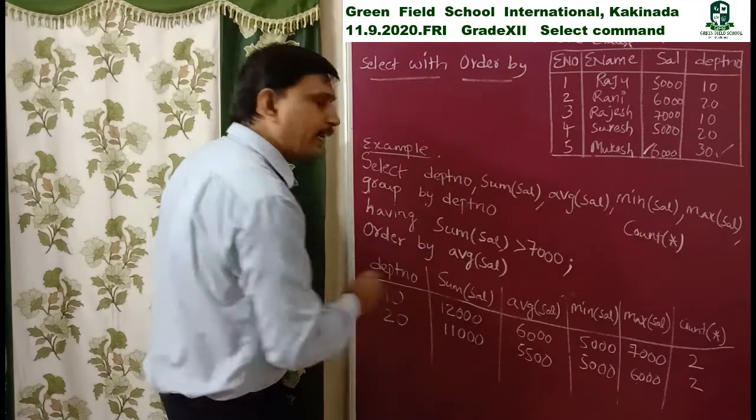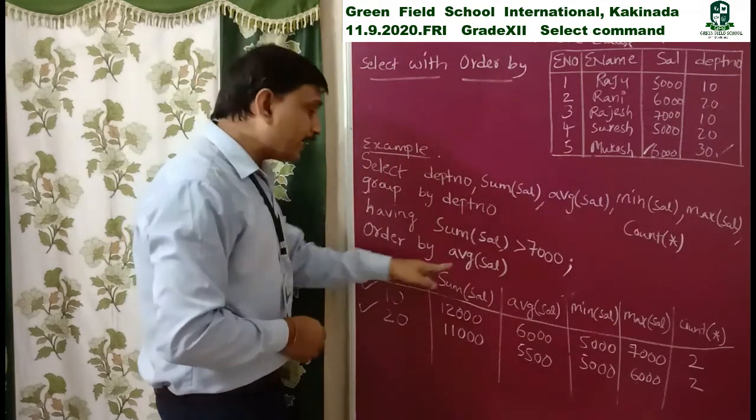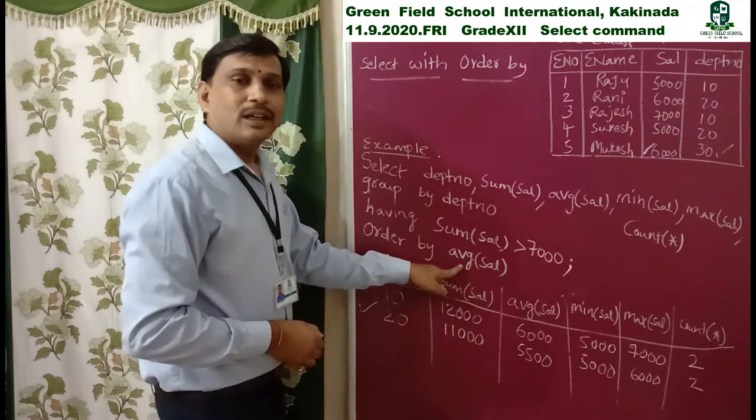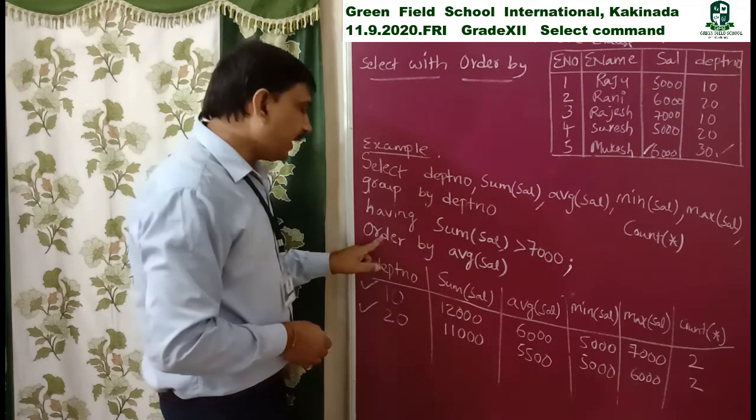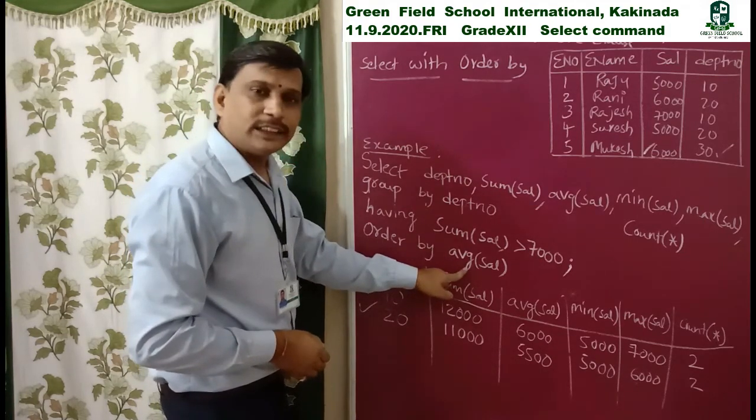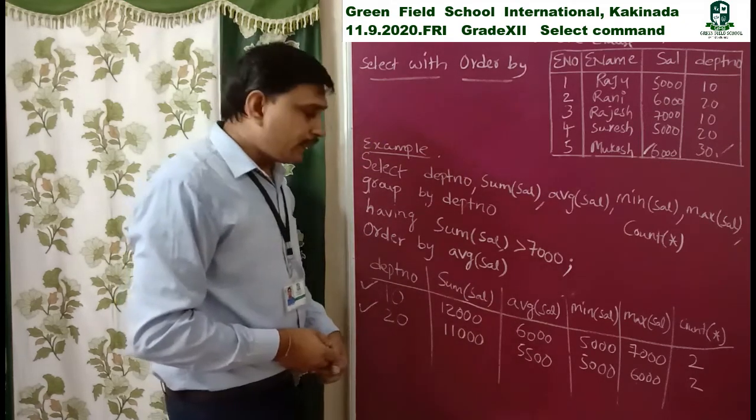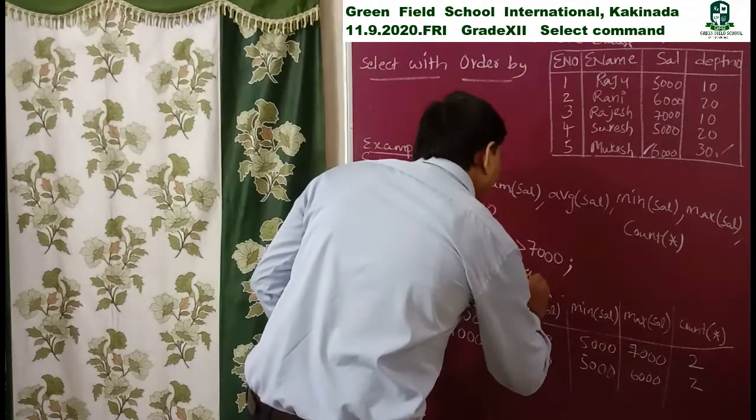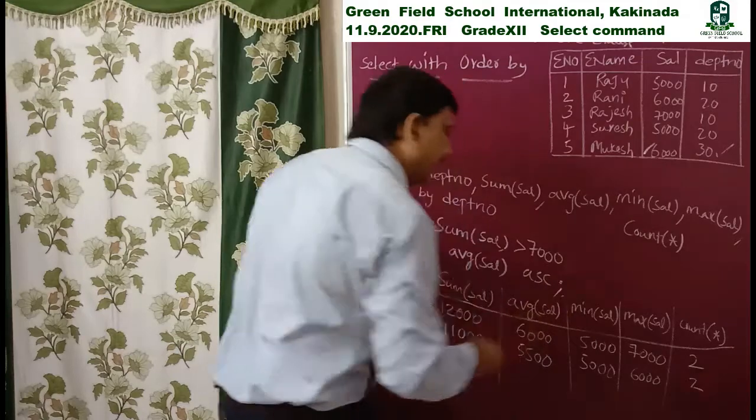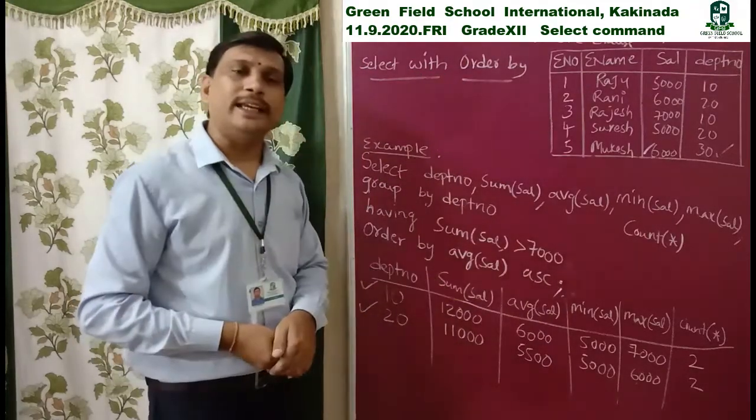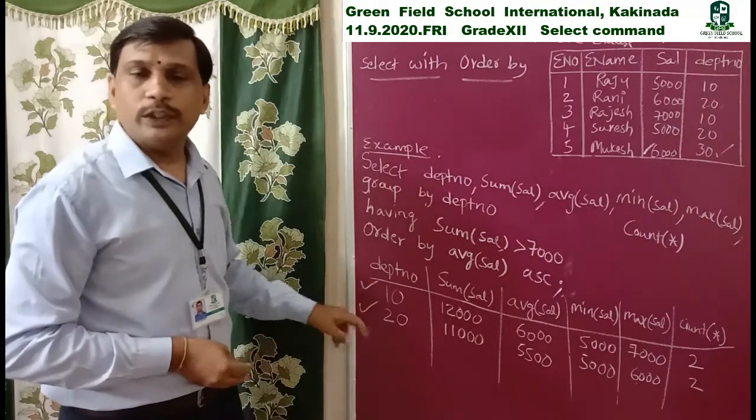I can take anything from these columns. I write here the calculated, computed or aggregated column. So order by average of salary, in ascending order. I write ascending order basing on average of salary. Up to now, this output is okay.